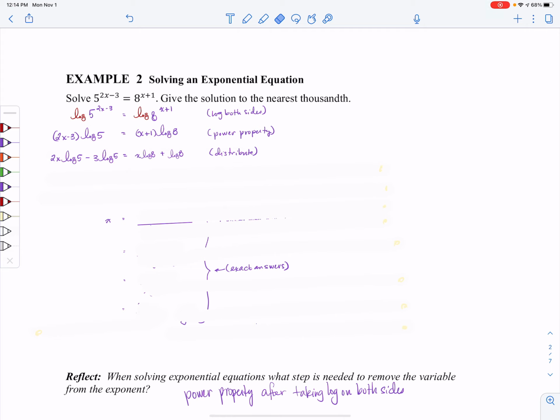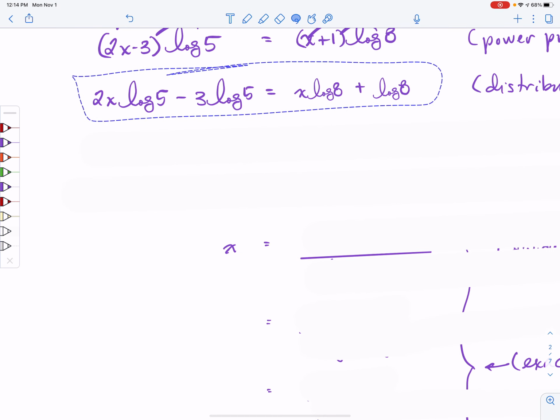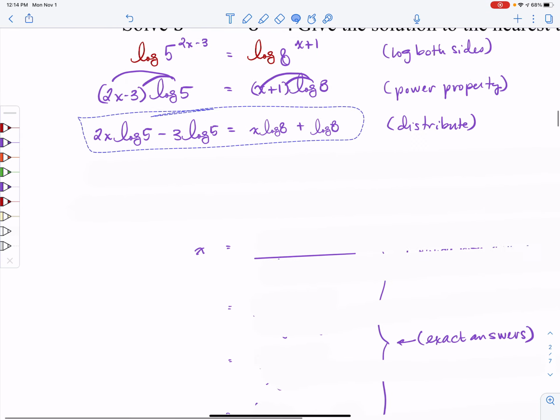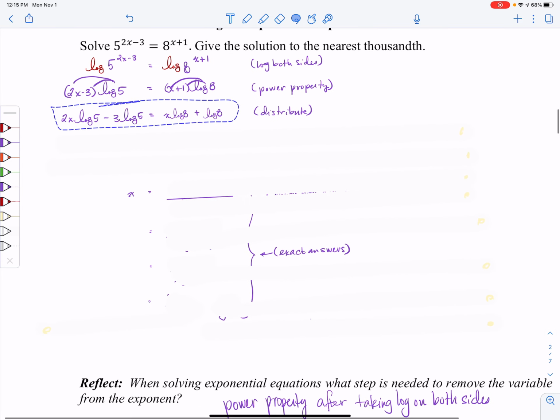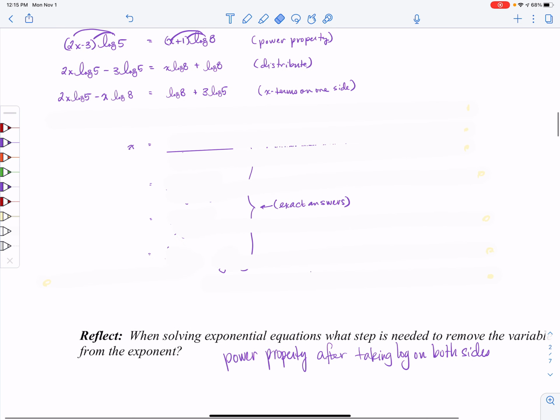At this point, I'm going to distribute. So in my distribution, I'm going to take my log of 5, pass it to the 2x, pass it to the -3, take my log of 8, pass it to the x, pass it to the 1. Now at this moment, what I notice here is that in these 4 terms, 2 of my terms have an x in them, 2 of my terms there is no x. So I'm going to get my x terms on the left and my non-x terms on the right. And then I can use my GCF on the left and factor out the GCF.